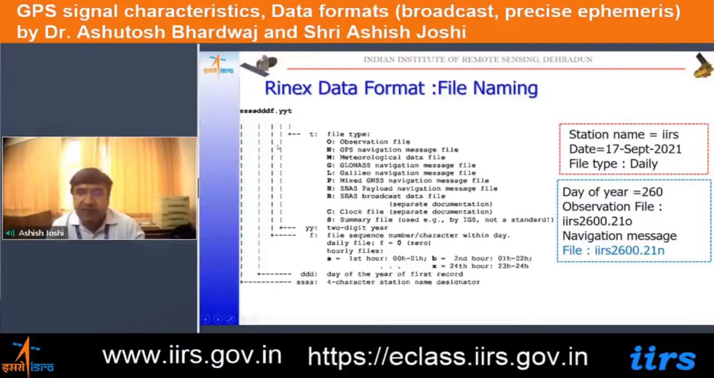By this convention we can name any file. Keeping this in mind, we will generate our own RINEX file like IIRS, which is the station name, 260 is the day of the year, 0 means it is a daily file, and 21 is the year, 2021, so the last 2 digits 21, and N is for the navigation message. Similarly for the observation file, we replace it with O. In this way we can generate the name of the RINEX file.